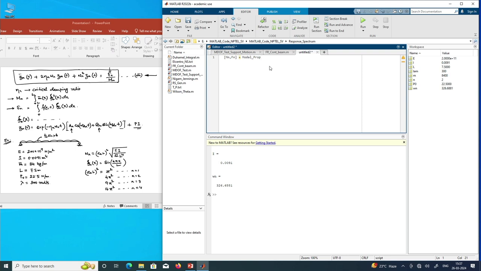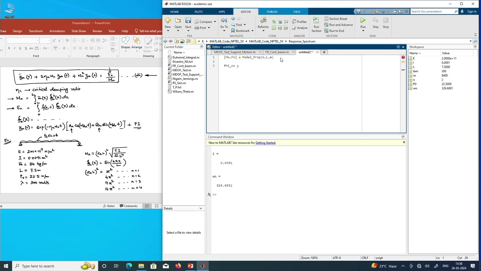Modal property is the name of this function file. What we have to give it is the mode number n, then capital L, and then m. Now, if we do that, what we get is phi n x, and the expression for phi n x is sin of n pi x by L.